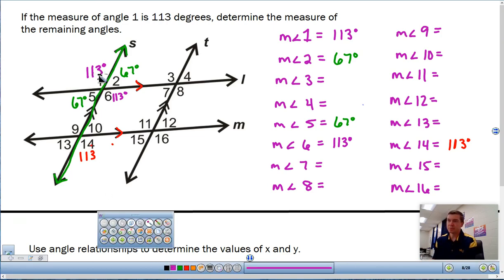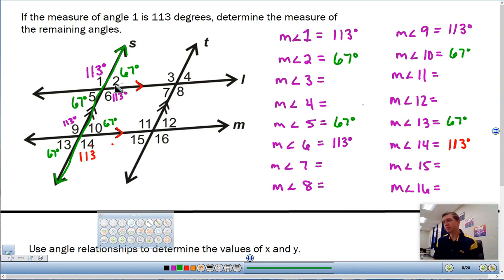And now that we have established that, we could take the 113 and figure out 9, 10, and 13 as well. We'll go ahead and do that. 9 would also have the same because it's a vertical angle. 10 and 13 would be the same. They're also going to be the supplements of 113, so they're going to be 67. So 10 and 13. All right, so we've got all 8 of those figured out.